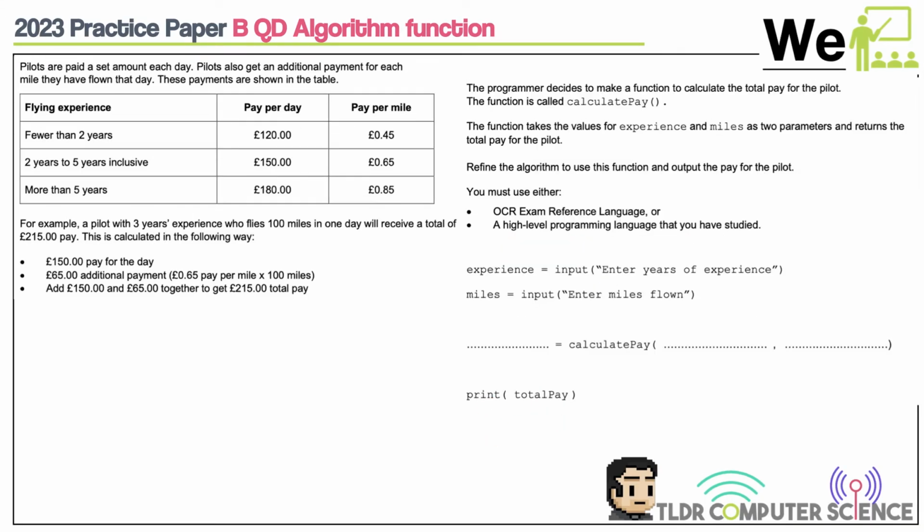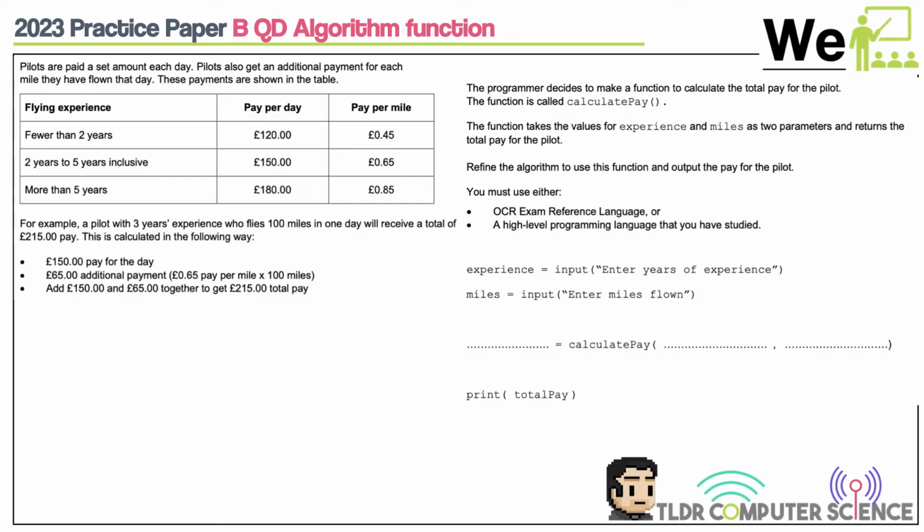With this next question, it's simply trying to check that you understand how you supply a function with the values it needs and then make use of it on its return. So this bit on the left, that's just the context that we had before. And let's have a quick read about what's been asked for you in the new part. The programmer decides to make a function to calculate the total pay for the pilot. So this is, they're going to collect together all these instructions together in a function called calculate pay.